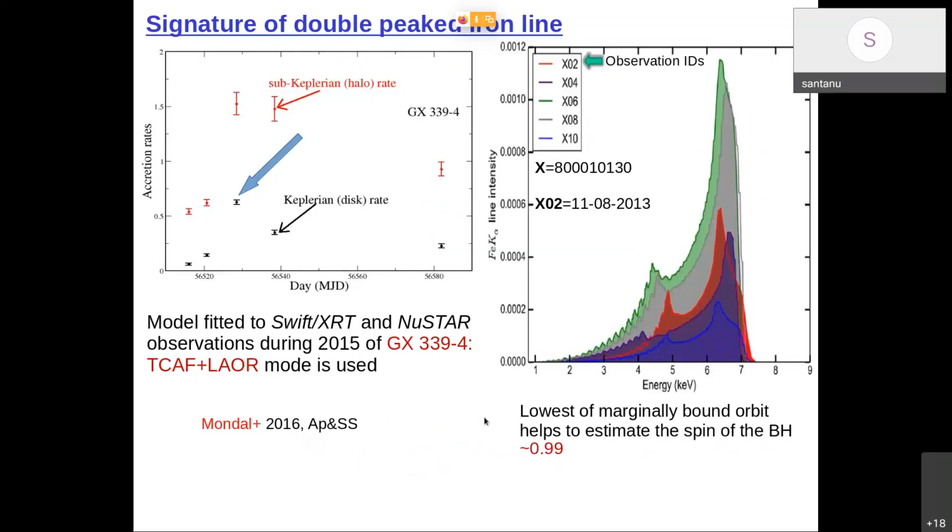We also fitted another black hole candidate, GX339-4. This data is taken from NuSTAR observation, Swift and NuSTAR. So two accretion rates, you can see this in the left panel, the variation of accretion rate with time, and this Keplerian disk rate was always less than the sub-Keplerian halo rate. So from this we can say that the source did not move to the soft state, rather it was in the intermediate or in the hard state.